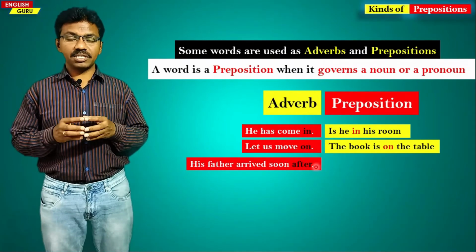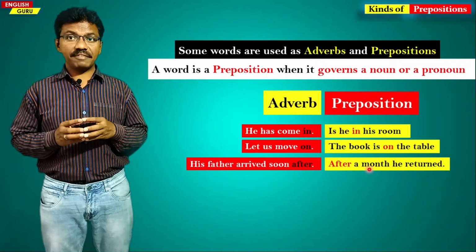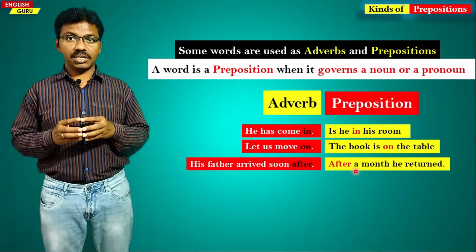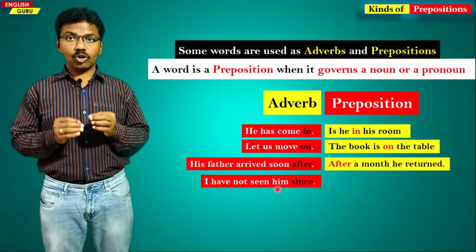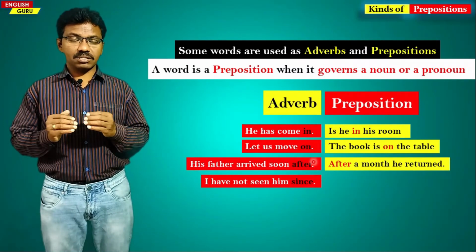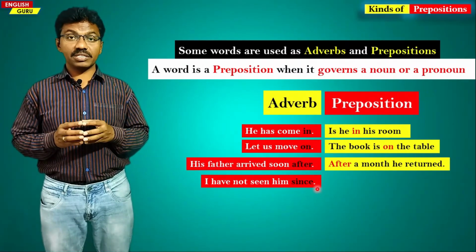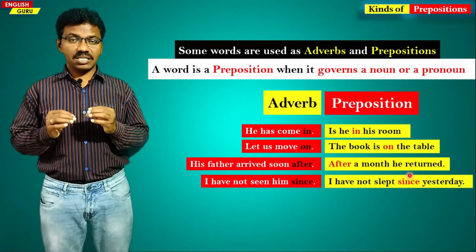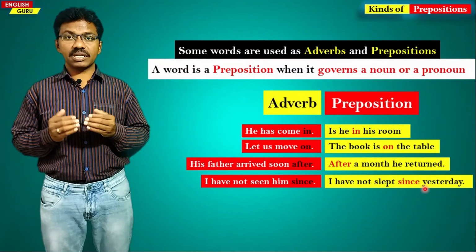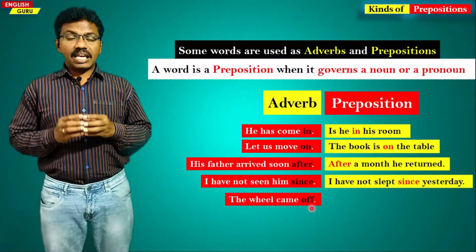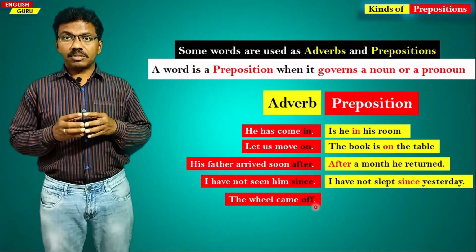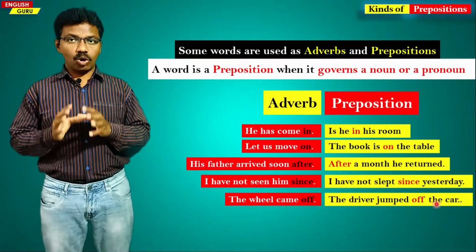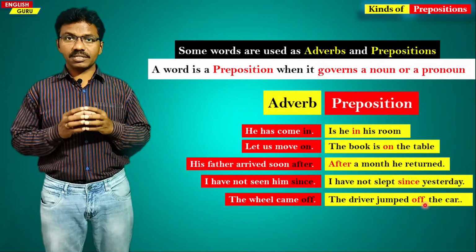After is an adverb in this sentence, whereas in the next sentence, after a month, he returned, after is a preposition here. In the next sentence, I have not seen him since. Since is an adverb in this sentence, whereas in the next sentence, I have not slept since yesterday, since is a preposition. In the next sentence, the wheel came off. Off is an adverb here. In the next sentence, the driver jumped off the car. Off is a preposition in this sentence.